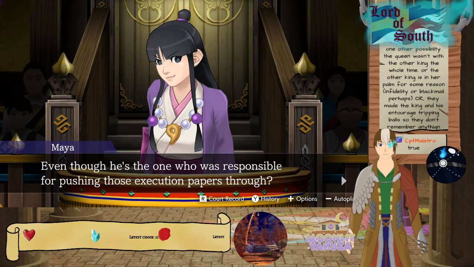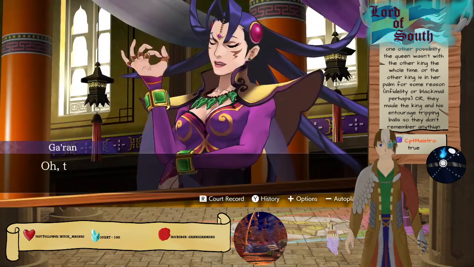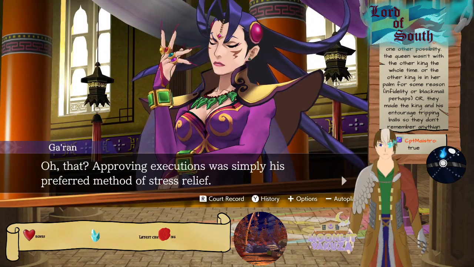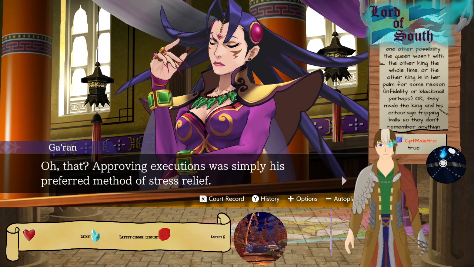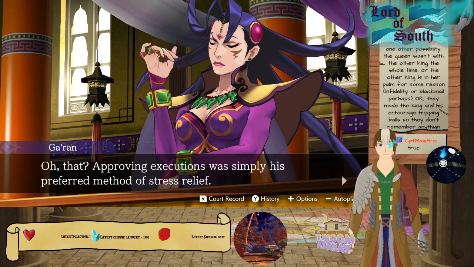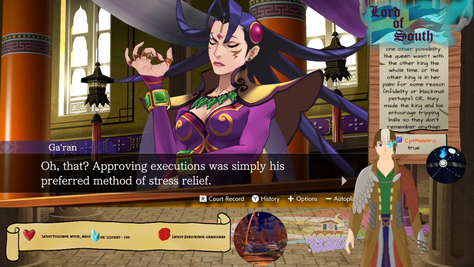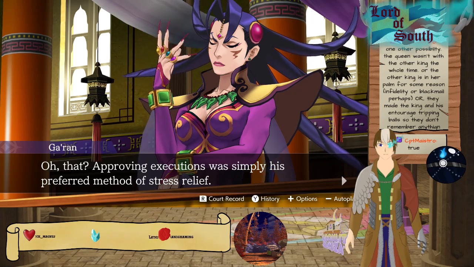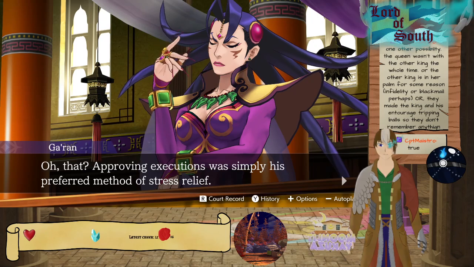I could not have seen that one. Even though he's the one who was responsible for pushing those execution papers through. Oh, that. Approving execution was simply his preferred method of stress relief. Oh, look, this person's gonna die is actually on execution. You know what, I'm just gonna prove it. Oh, I feel so much better now.